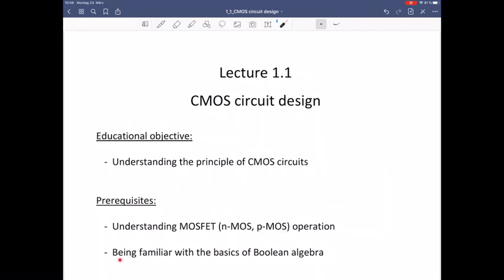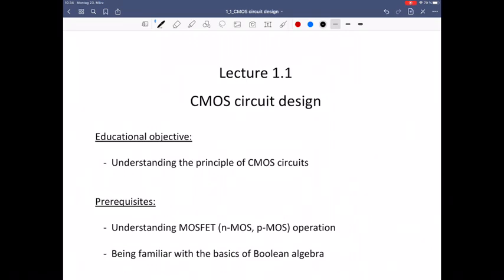In addition, you need to be familiar with the basics of Boolean algebra. Here you need to know the basic logical operations, as for example the inversion, and, or, and you need, for example, De Morgan's law, because we need this for performing basic operations on Boolean equations.